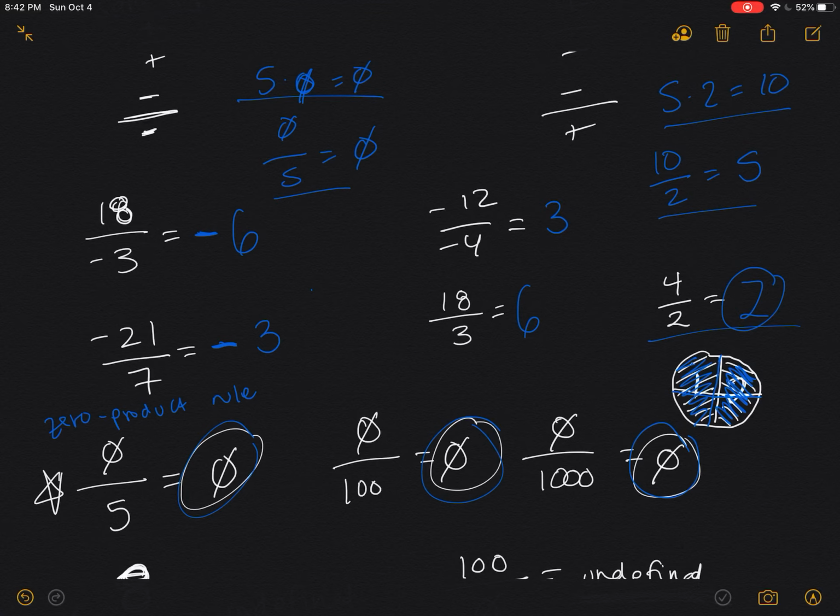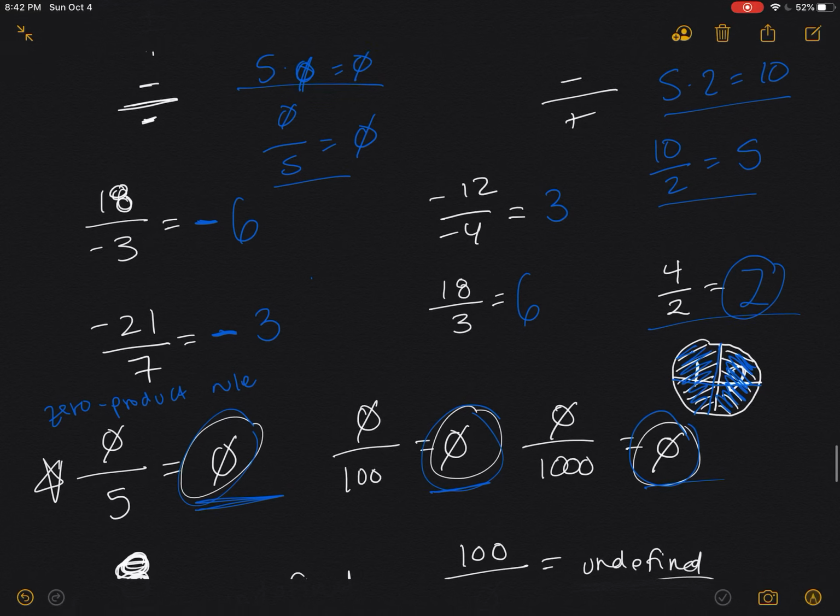So if I were going to try and break 0 apart, what am I going to get? I'm starting with nothing, so I can break it into as many parts as I want. I'm still just going to end up with nothing, right? Because 0 is nothing. I don't have anything to even break apart, so that's why your answer is always 0.